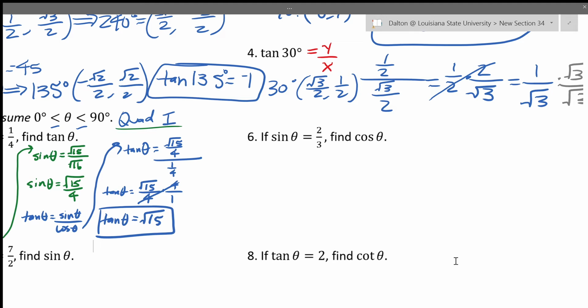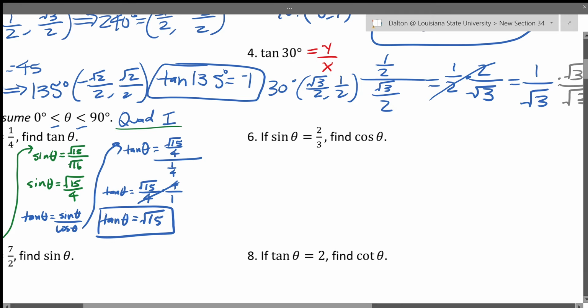So if I use a Pythagorean identity that says sine squared theta plus cosine squared theta is equal to 1. I know sine theta is 2/3 plus, I don't know cosine squared theta, so I'm going to leave that alone, equals 1. Oh, sorry, this should be 2/3 squared. Don't forget to square it. So 2/3 squared is 4/9 plus cosine squared theta is equal to 1. If I subtract 4/9 from both sides, then I get cosine squared theta equals 5/9.